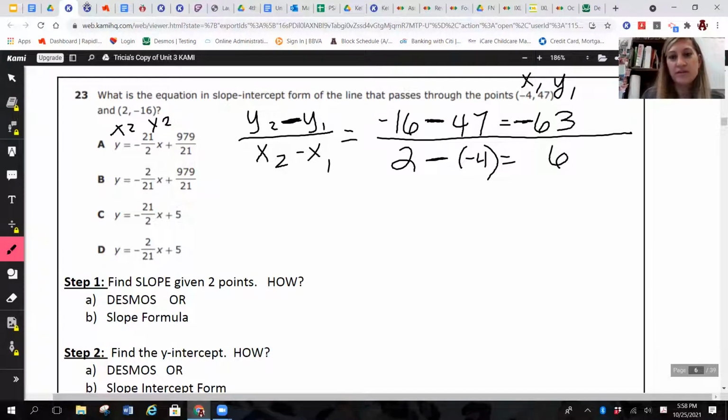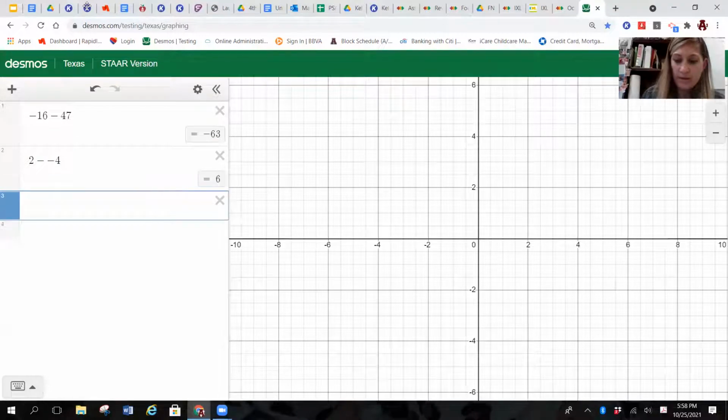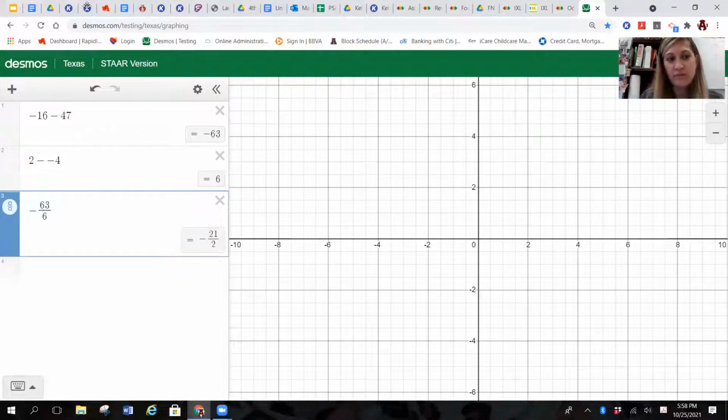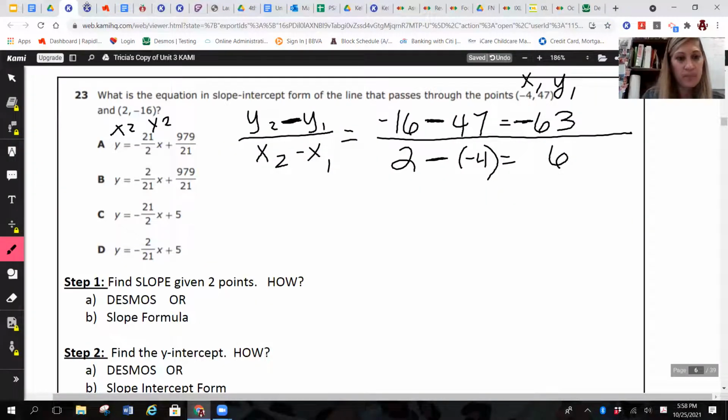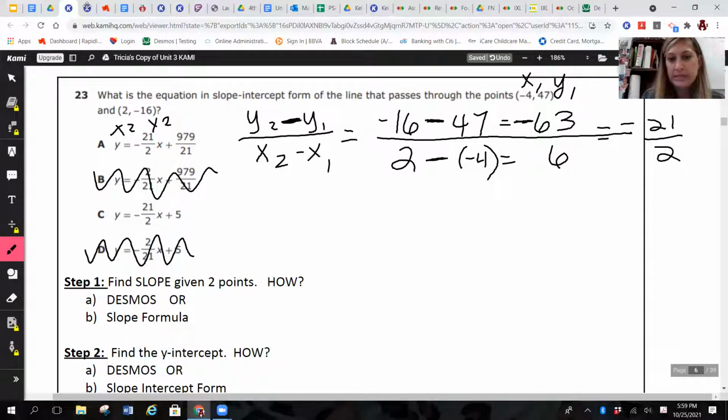And now what's -63 divided by 6? -63 divided by 6, change that to a decimal or a fraction, and I want -21 over 2. So that equals -21 over 2. So -21 over 2 means it can't be B. -21 over 2 means it can't be D. So I have now used the slope formula.